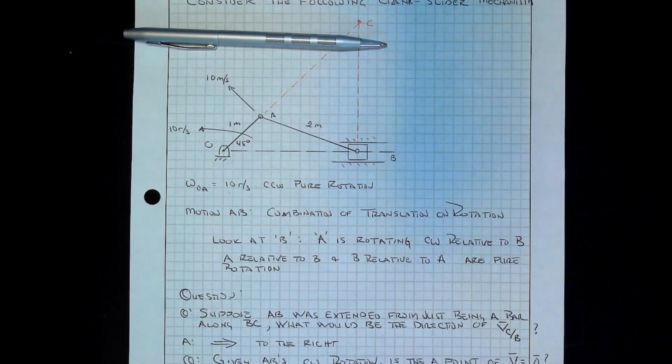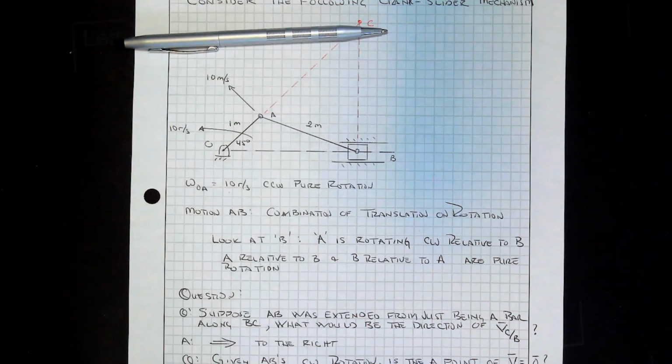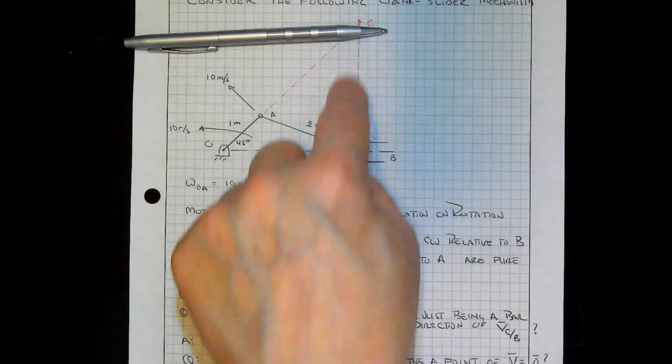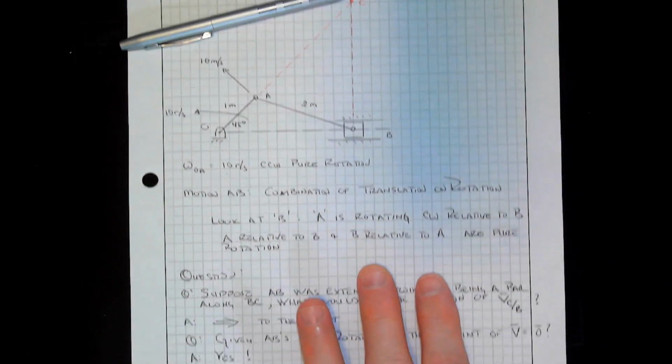So then we looked at that. Given this clockwise rotation, is there a point along here where the velocity would be 0 at this instant? Absolutely. Okay. Next question.